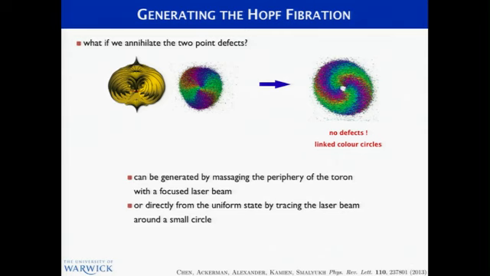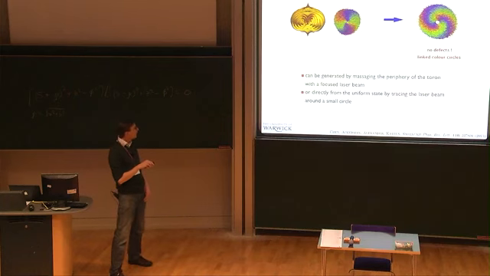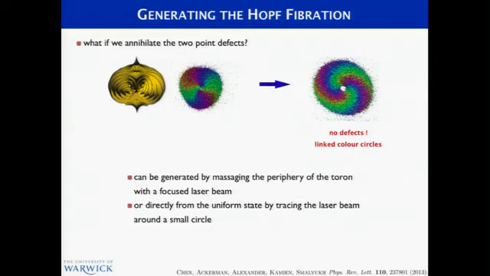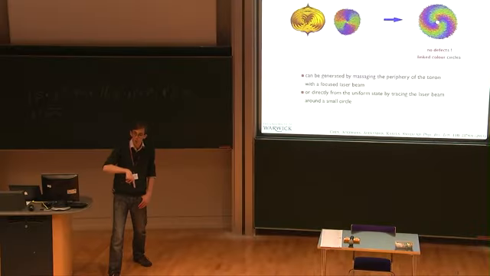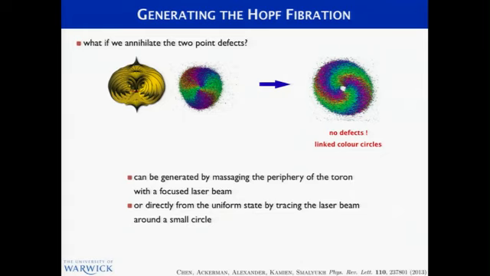So here again, experimental data for what happens if you perturb the system. It can be done in one of two ways, either by starting with a toron and massaging it with a focused laser beam to try and persuade the two defects to annihilate against each other. Then you form an interesting new texture, which has this appearance. Or you can nucleate this directly by shining the laser beam on the aligned sample and moving the focus of the laser beam in a small circle.